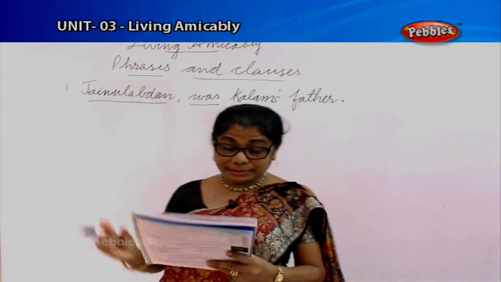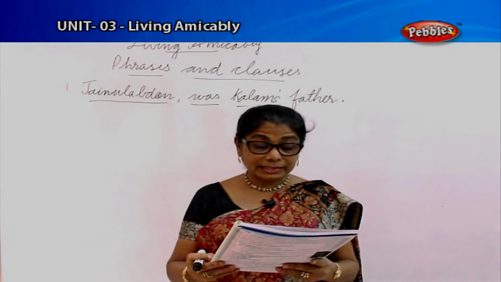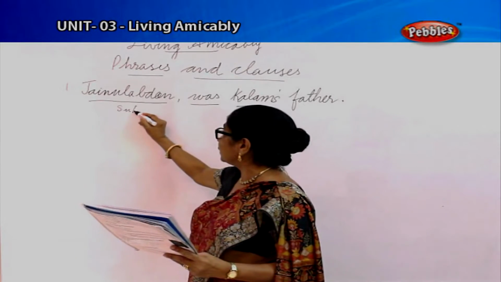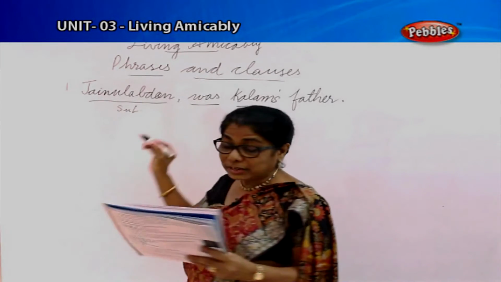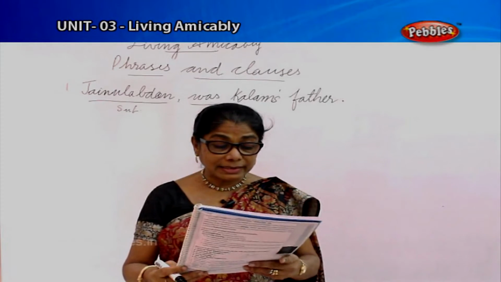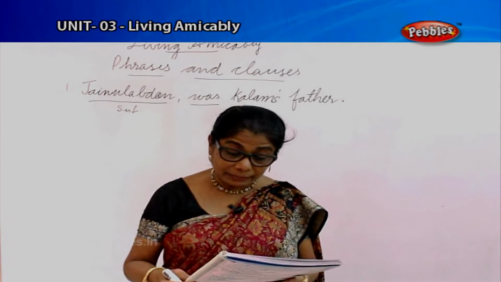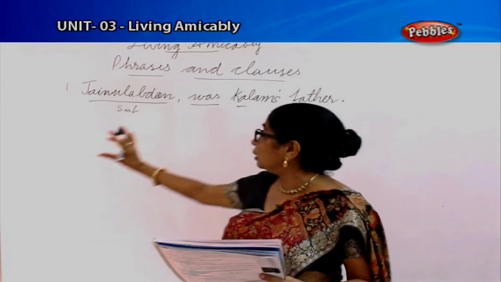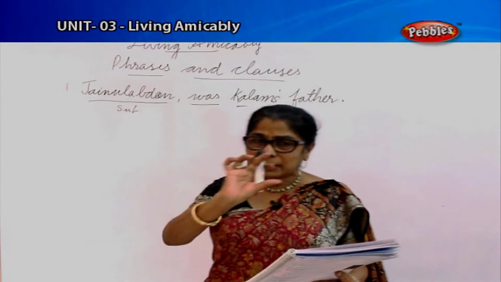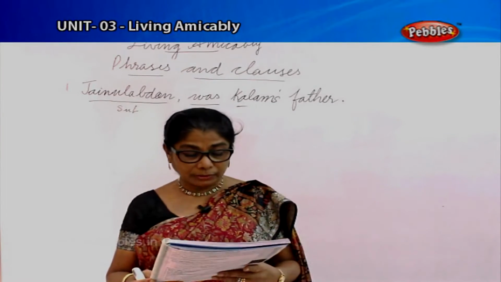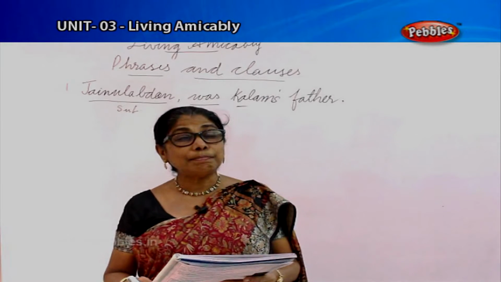This sentence has a subject. Which is the subject? Kalam's father is the subject, and here we have a verb, was. So the sentence has a subject, Zainul Abidin, and the verb expresses a complete thought: Zainul Abidin was Kalam's father. The full sentence expresses a complete thought. So we call this a simple sentence.